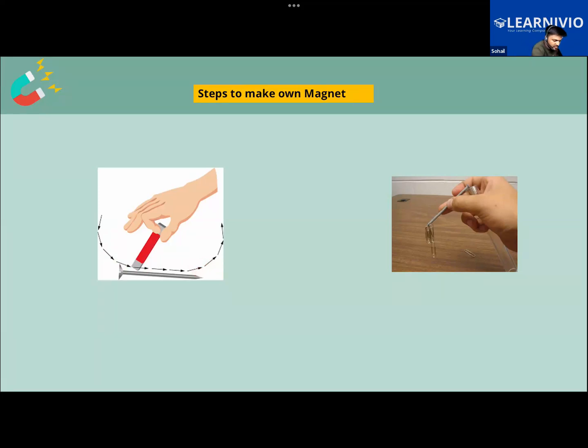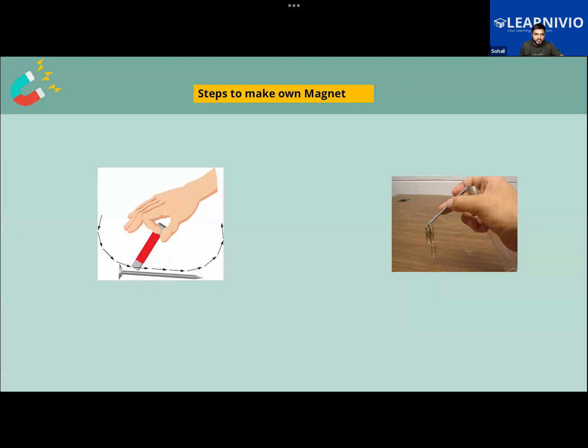For example, if I were to demonstrate, I have taken an iron nail in my hand. Hope you guys can see it. Now I have taken a magnet here. I am going to slide it like this, and then again repeat it like this. In this manner, I am going to slide it across the iron nail. It is demarcated by the arrow here also. Now you have to repeat this process about 30 to 40 times.